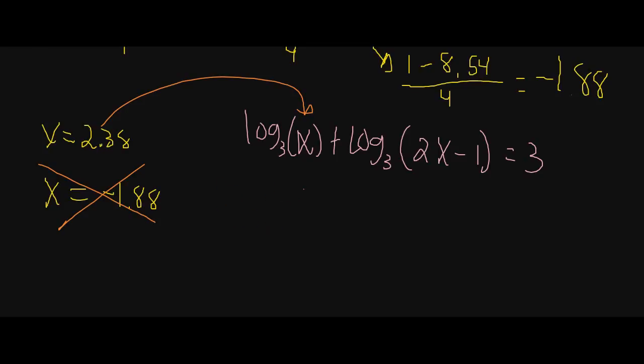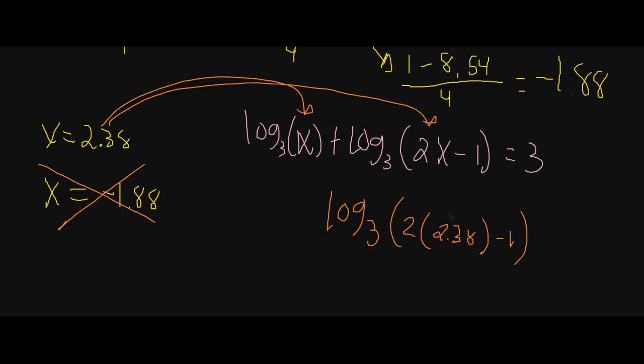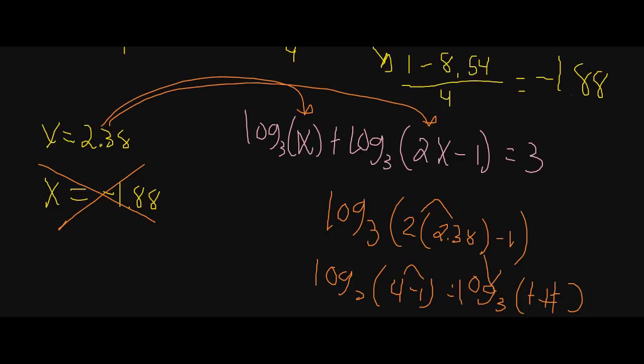Now I take it and plug it into here and see if it satisfies this one. Well, log base 3 of 2 times 2.38 minus 1. For sure this is going to be greater than 4, right? 2 times 2 is 4, so 2 times 2.38 is going to give me 4 something. So let's just say this is 4 minus 1. And obviously this is going to give me a positive number in here, and I'm good as long as I get that. So since I can plug this number back into both of them in my equation and get a positive number, then I know for a fact that this is my final answer.